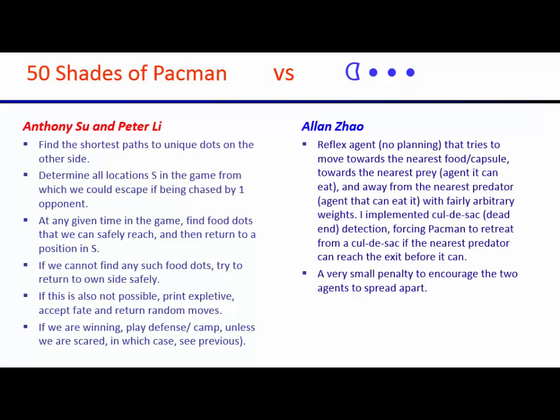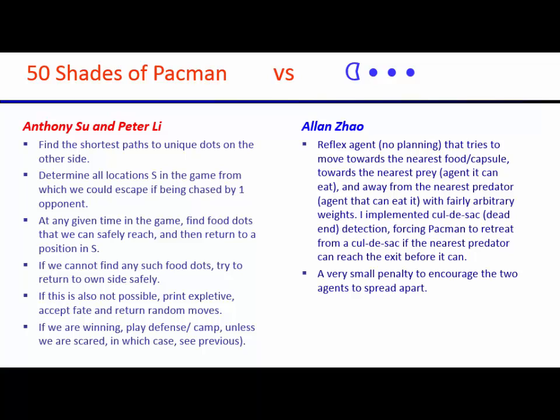Reflex agent, for Alan Zhao, it's a reflex agent, no planning, that tries to move towards the nearest food capsule, towards the nearest prey agent it can eat, and away from the nearest predator, with fairly arbitrary weights. Implemented cul-de-sac detection, forcing Pac-Man to retreat from a cul-de-sac if the nearest predator can reach the exit before it can. Very small penalty to encourage the two agents to spread apart.